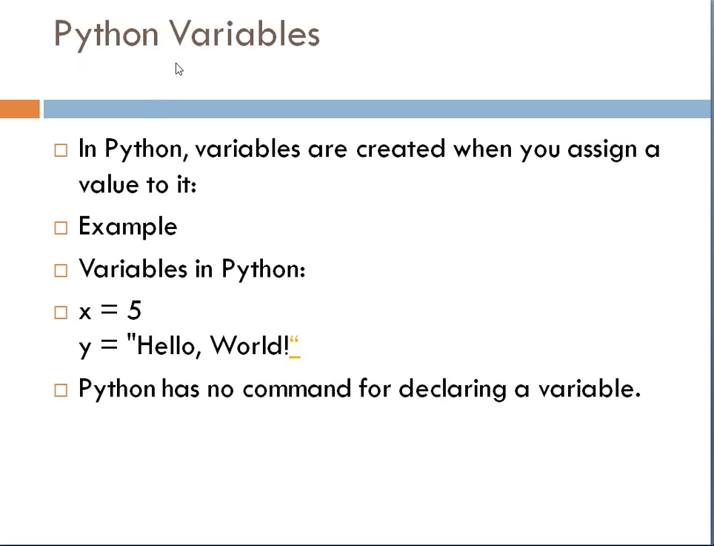Then Python variables. This is very important. What are Python variables? In Python, variables are created when we assign a value to them. For example, x equals 5. You don't have to write int x equals 5 as in other languages. This is not necessary in Python. You just write x equals 5, and it's by default integer type. And y equals "hello world" is string type, and Python knows that.